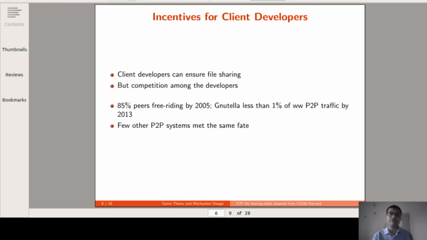Almost 85% of the peers were free riding in 2005. These are all data from surveys and experiments. Gnutella, because it sends the whole file and does not care about the strategic behavior of the free riders, had less than 1% of worldwide P2P traffic by the year 2013. There are other P2P systems that also met the same fate.